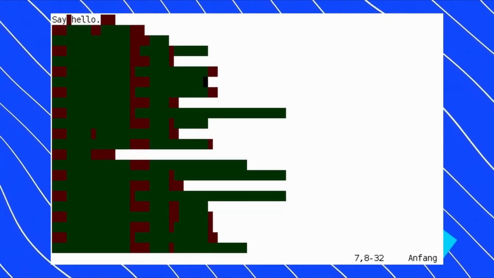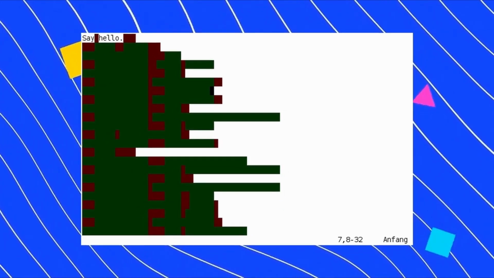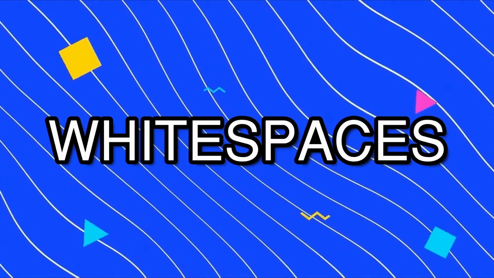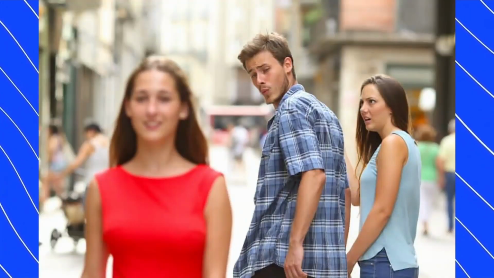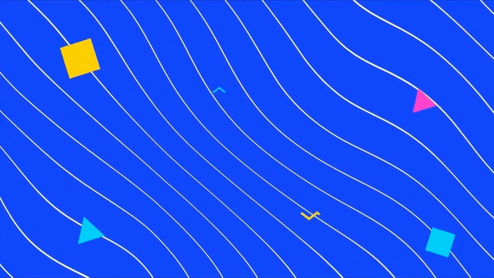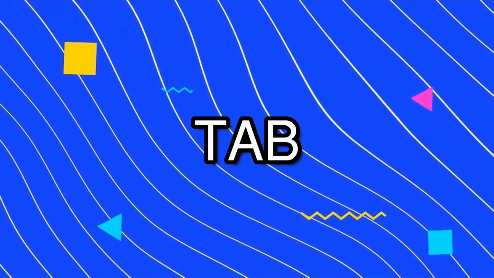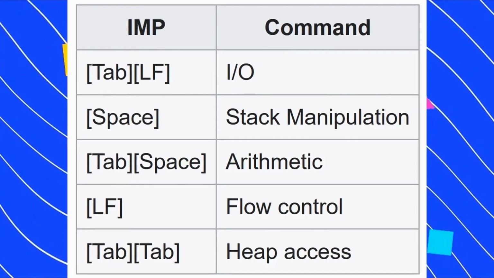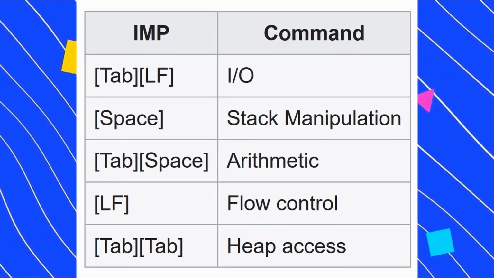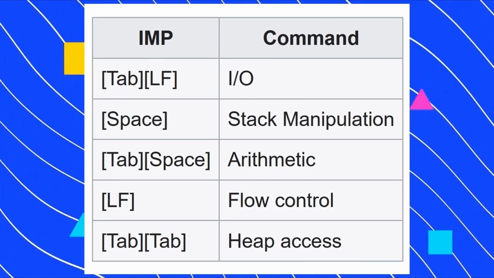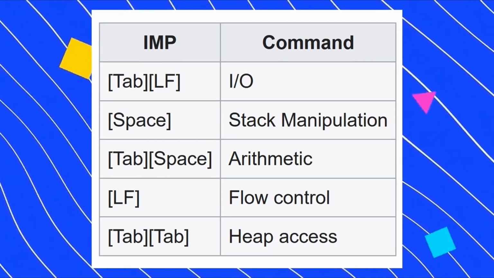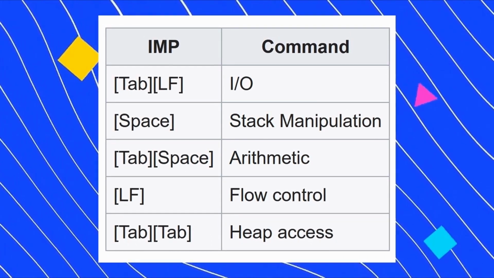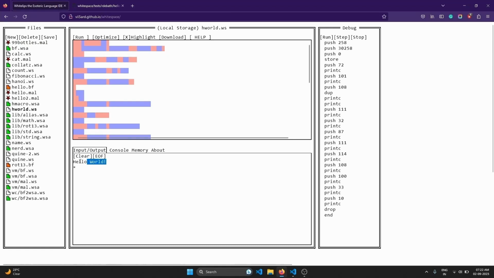At number 3 is Whitespace, by far the most annoying language in this list. As the name suggests, the only valid tokens in this language are white spaces. Rest all characters are ignored by the compiler. So there are 3 acceptable characters only: the space, the tab, and the line feed. Using this, different commands are generated: tab and line feed for input output, space for stack manipulation, tab and space for arithmetic, line feed for flow control, double tab for heap access. Similarly, we can write the Hello World like this. This is the syntax highlighting of the language, where spaces are in blue color and tabs are in red color, and line feed is portrayed like this.